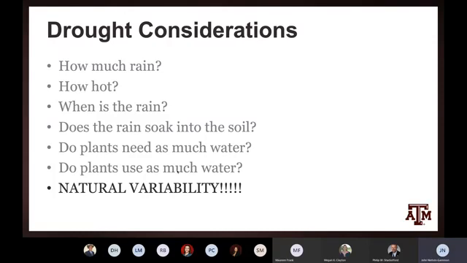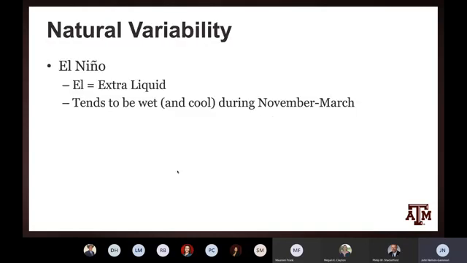The main factor for natural variability affecting Texas is El Nino and La Nina. And I know you've heard those words before. The impact of El Nino is from the article. EL stands for extra liquid. We get lots of rain on average during an El Nino year in Texas. And the farther south you go, the greater the average percent increase of rainfall during an El Nino year.